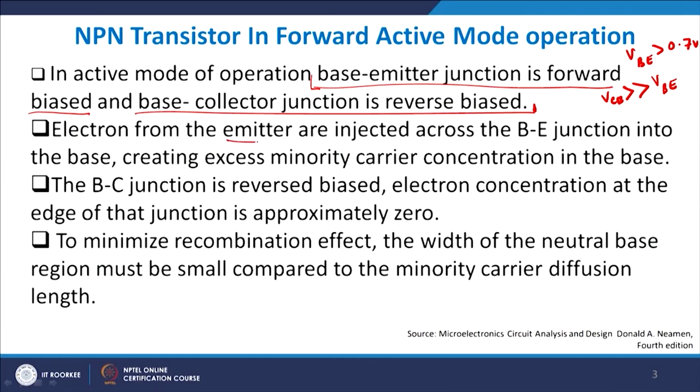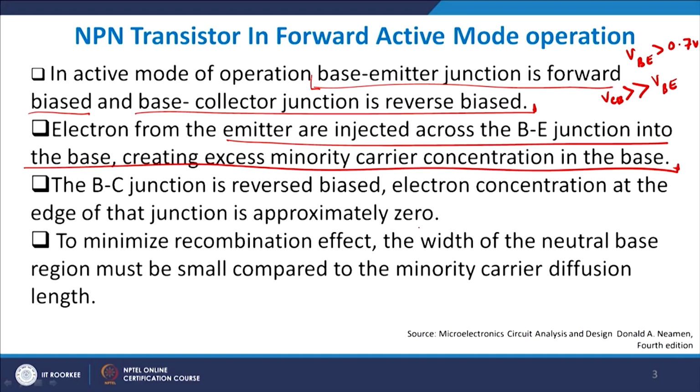Let us look at the second point. The electrons from the emitter are injected across the base-emitter junction into the base, thereby creating an excess minority carrier concentration in the base. We have already discussed this earlier, and we also saw that the minority carrier concentration falls linearly between the emitter-base and the collector-base junction. As you can see, the electron concentration at the edge of the collector-base junction is approximately equal to 0. We have also seen this to be true.